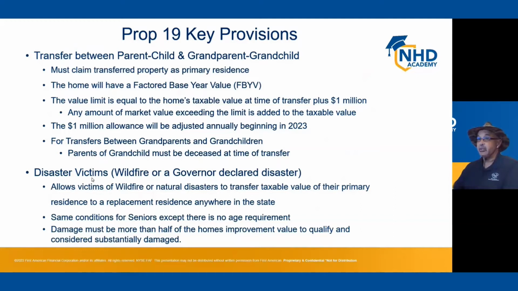Another provision is for disaster victims from wildfire or a governor-declared disaster. It allows victims of wildfire or natural disasters to transfer taxable value of their primary residence to a replacement residence anywhere in the state. Same conditions for seniors, except there is no age requirement. Damage must be more than half of the home's improvement value to qualify and be considered substantially damaged.